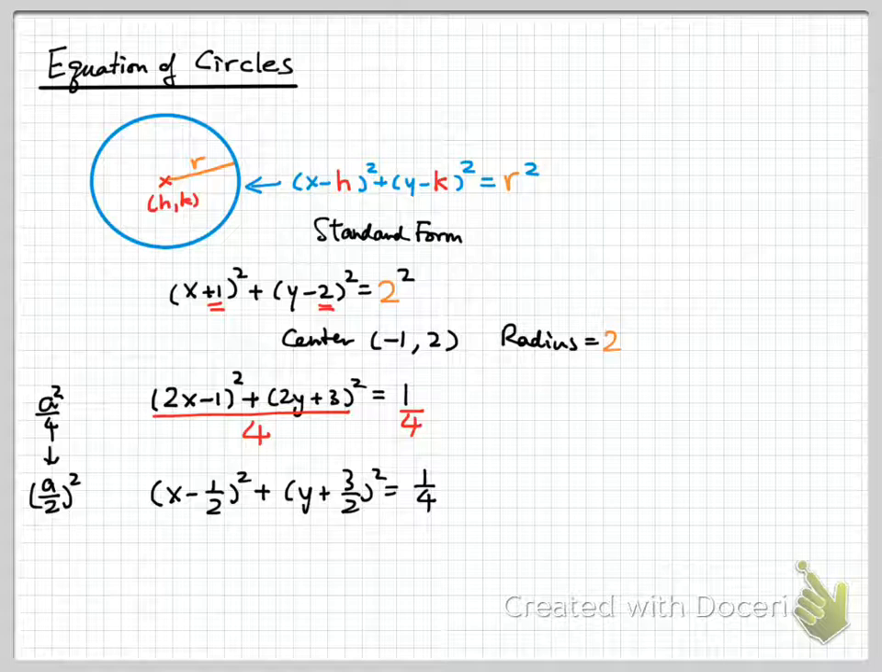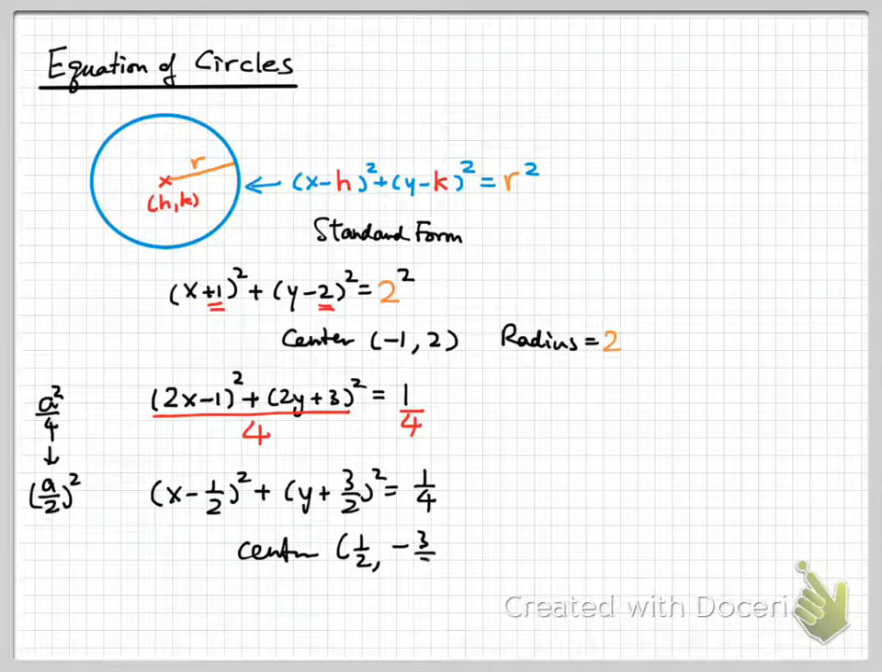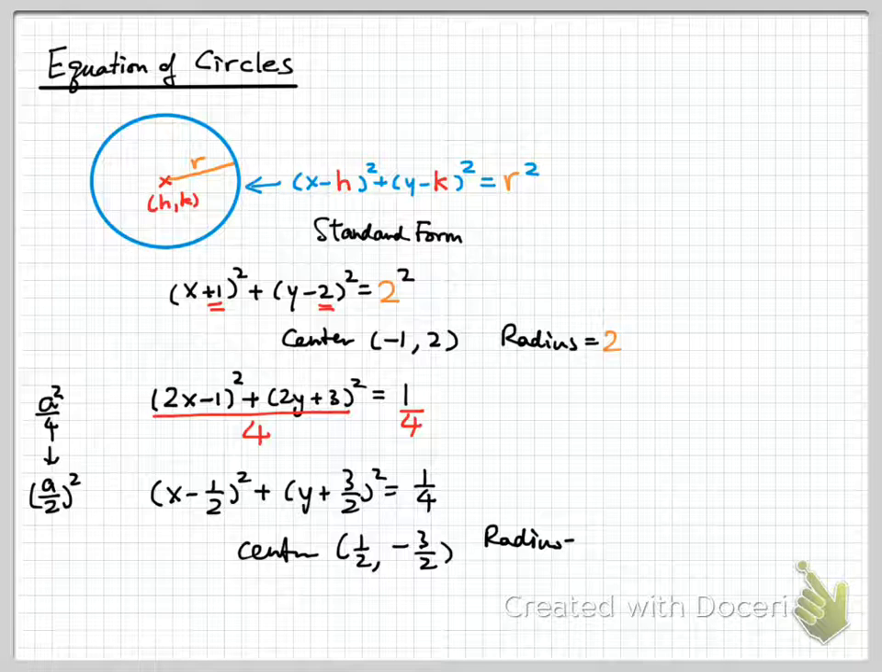So now from here we can read the center will be 1 over 2 and minus 3 over 2. The radius will therefore be 1 over 2. So this is about how to read the center and the radius from the standard form. So this is part 1. Now part 2, when you expand the standard form, you obtain the general form.